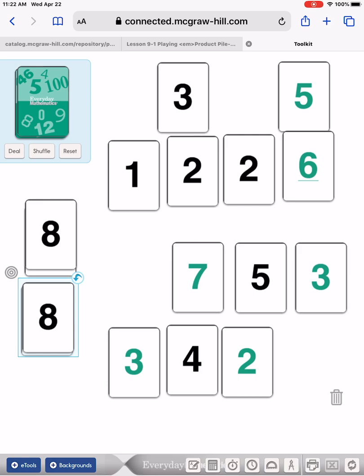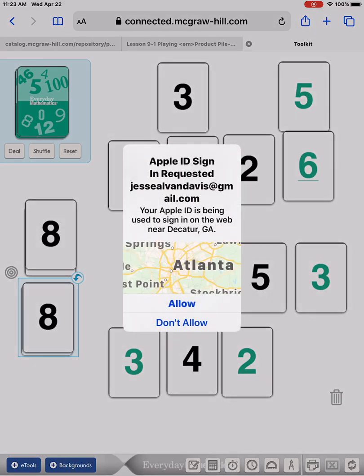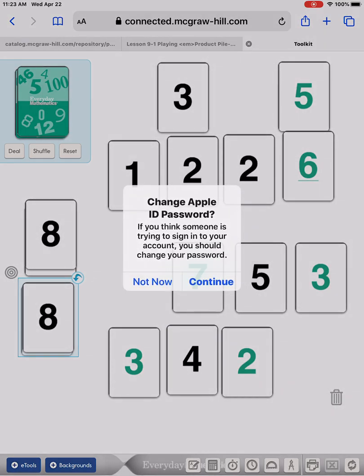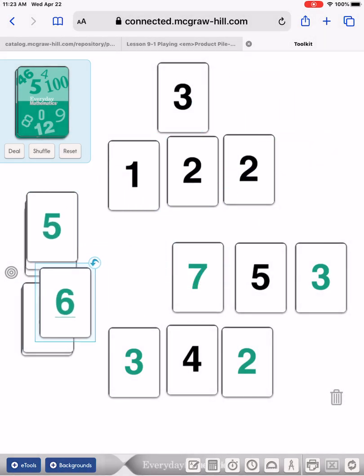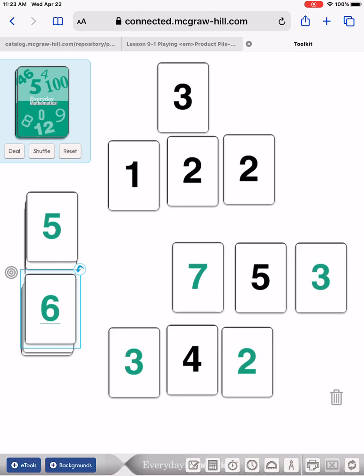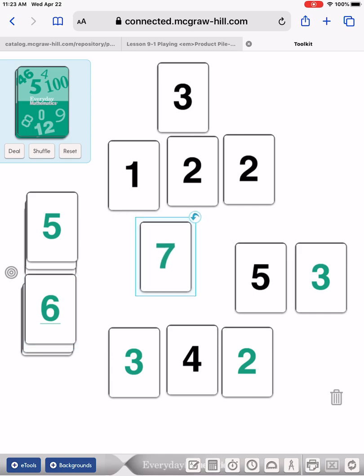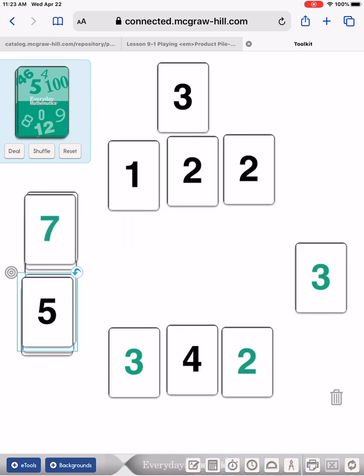Then it would be player 1's turn to put down 2 cards. So player 1 might put down a 5 and a 6 and say that equals 30. So now player 2 has to look at their hand and say, what can I put down that equals greater than 30? What do you see? Yeah, 7 and 5 equals 35, which is greater than 30.